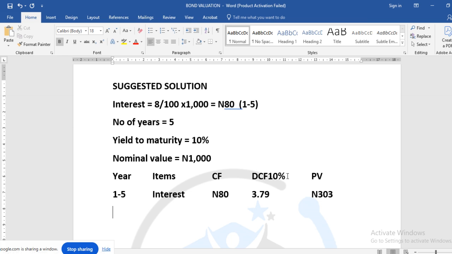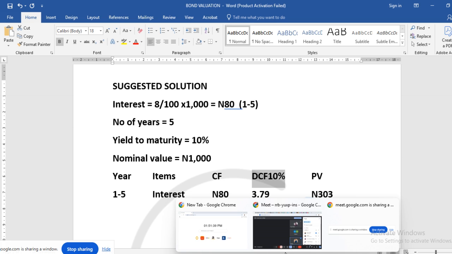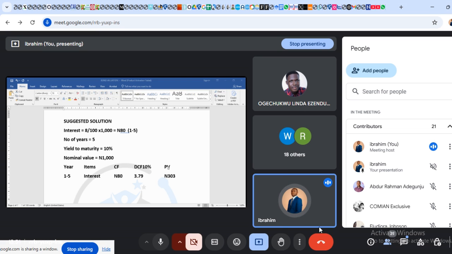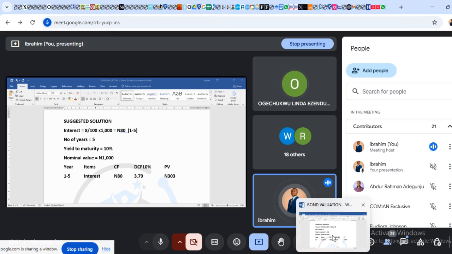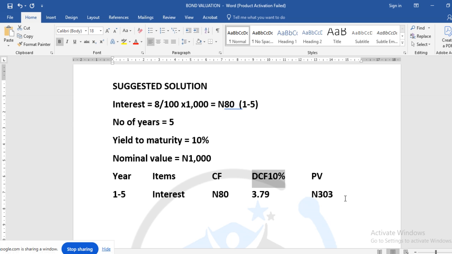Where did I get this 10%? 10% is your yield to maturity. What you will use to discount it is yield to maturity, class. You will use the yield to maturity to discount in order for you to get the market value of a bond, the theoretical value, the valuation. The DCF is yield to maturity. It is given in this question. In some questions, you have to determine yield to maturity before you can determine the market value.